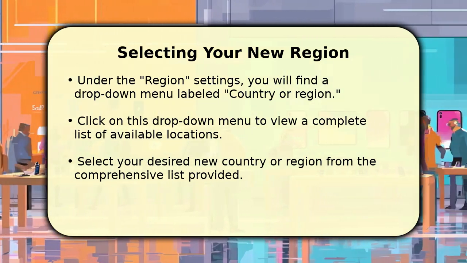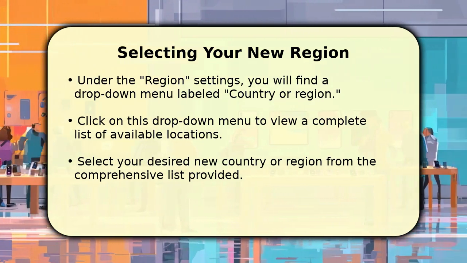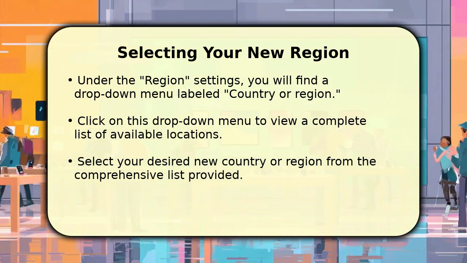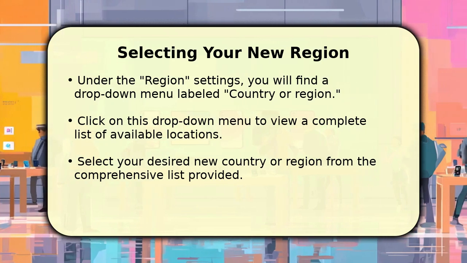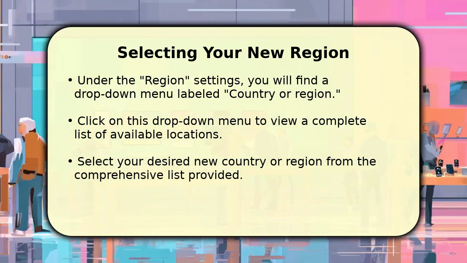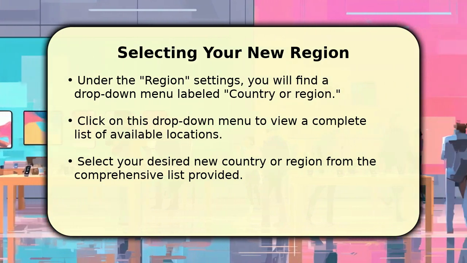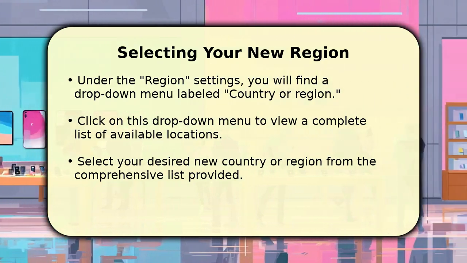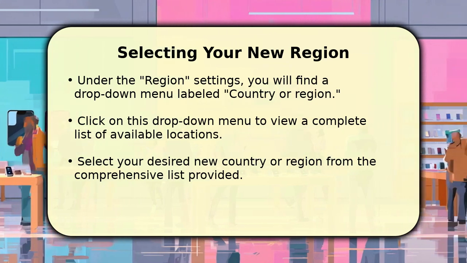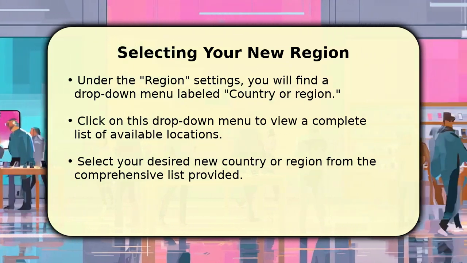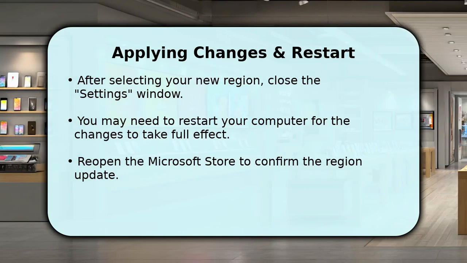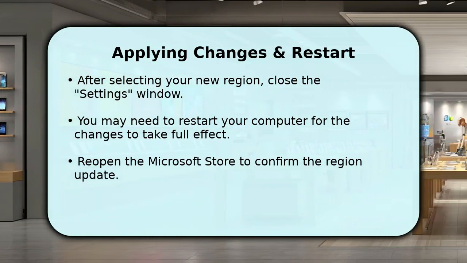Below this, there is a drop-down menu. Click on this menu to reveal a comprehensive list of all available countries and regions worldwide. Carefully scroll through and select your intended new location. For example, if you are moving from the United States to Canada, you would simply choose Canada from the list to update your store. Once you have chosen your new region, simply close the Settings window.